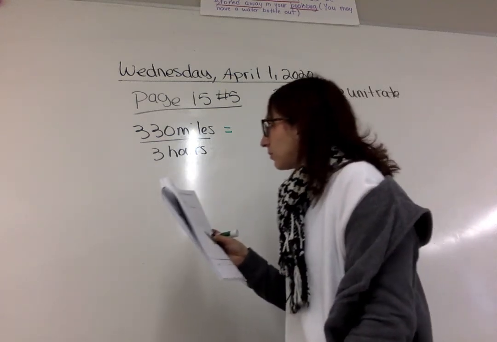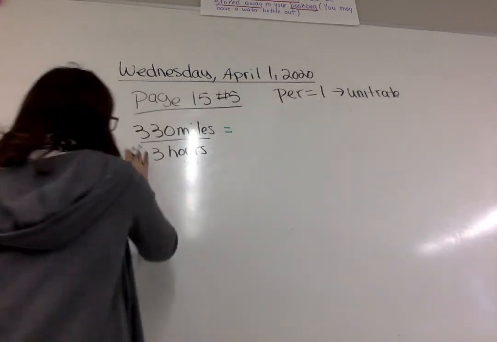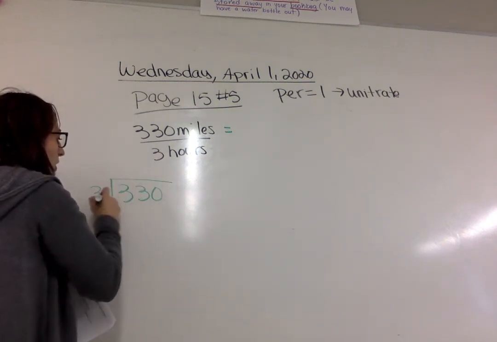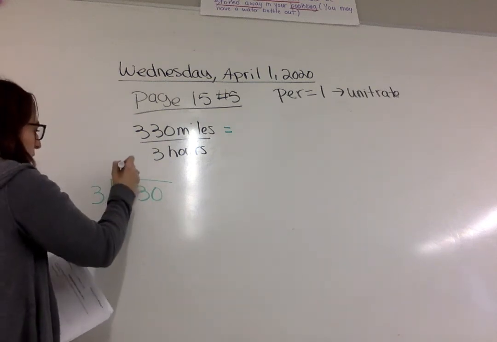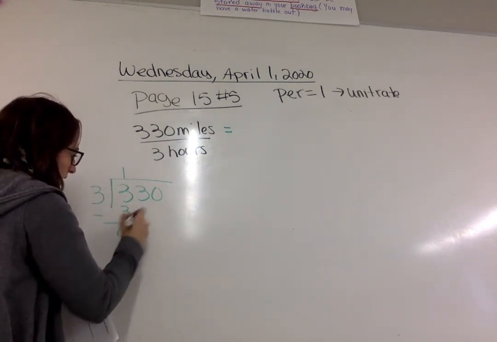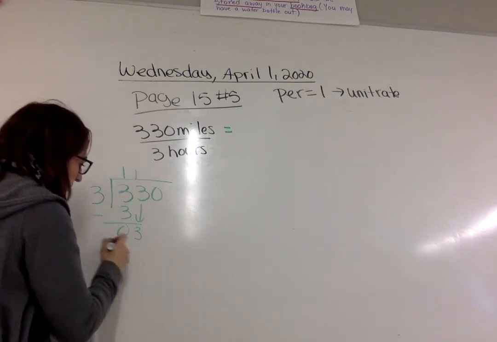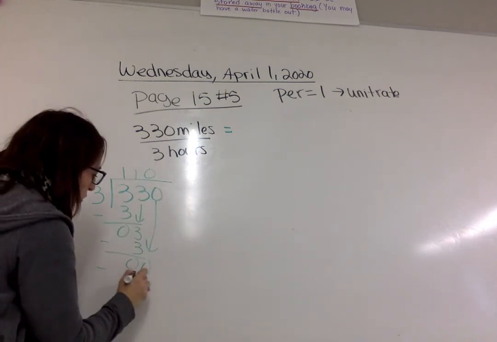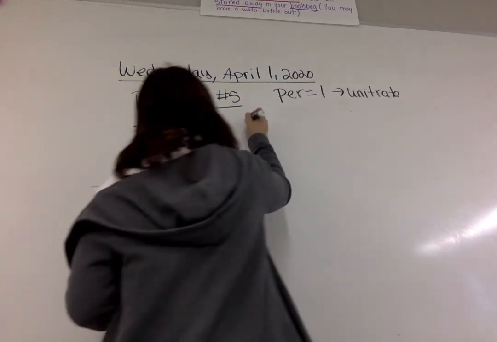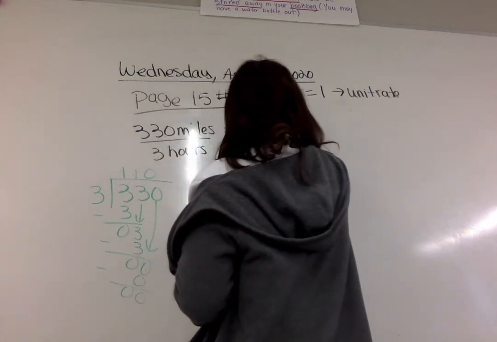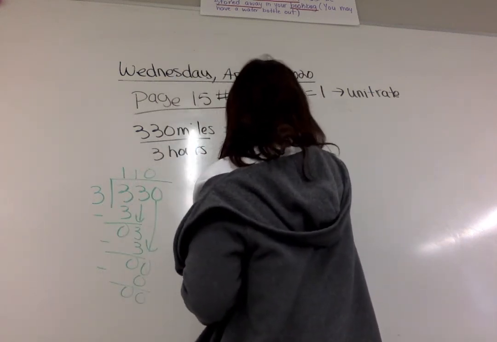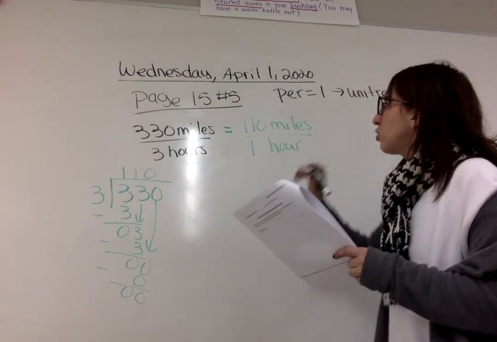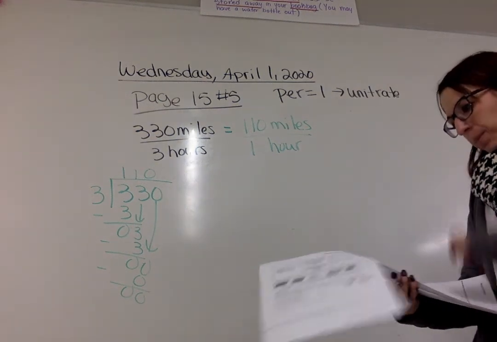So now, for my unit rate, I'm going to divide 330 by 3 to figure out how many miles I go per hour, each hour, every hour. This goes 1, this gives me 3, 0, bring down the 3, 1, this gives me 3, this gives me 0, bring down the 0, this goes in 0. So this 110 represents 110 miles per 1 hour or each hour. The train will travel 110 miles per hour.